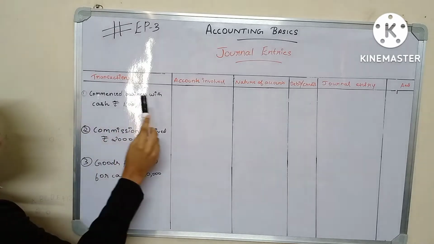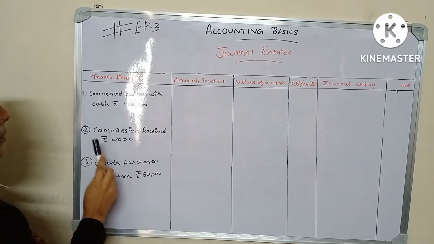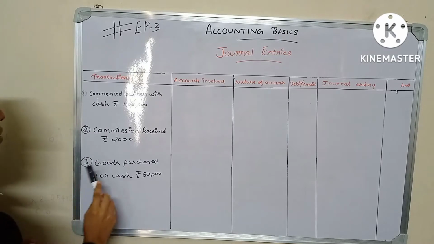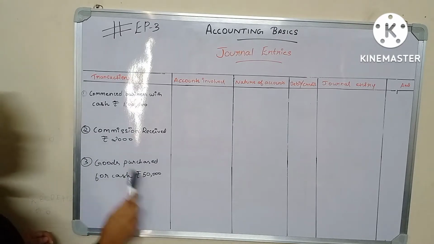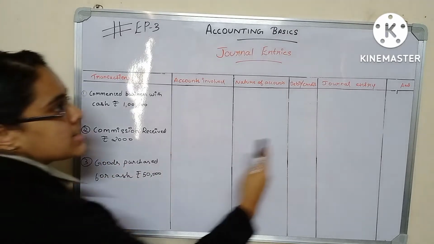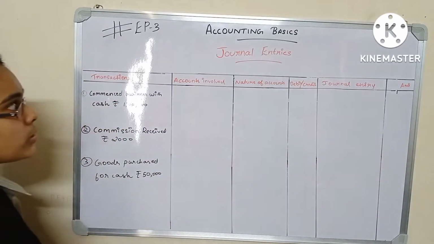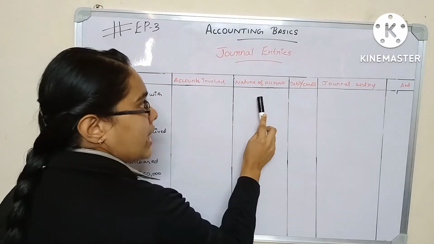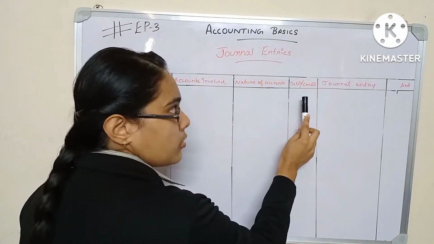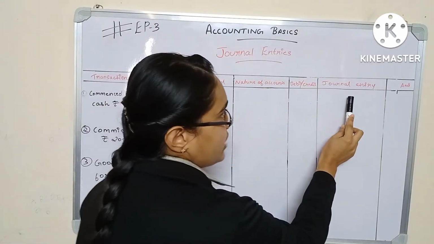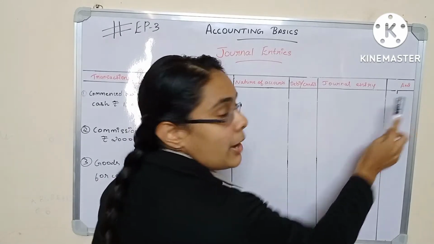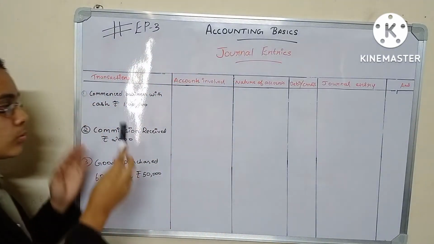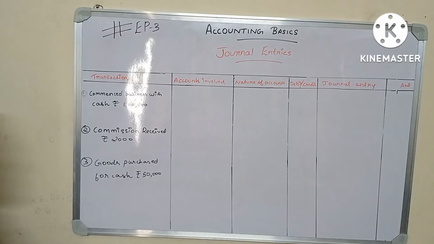Number 1, commenced business with cash. Commission received 2000. Goods purchased for cash 50,000. I have provided here several columns. I will just read out the headings: transactions, accounts involved, nature of accounts, debit or credit, journal entries, and the final column, amount. Now I am going to write all these columns.